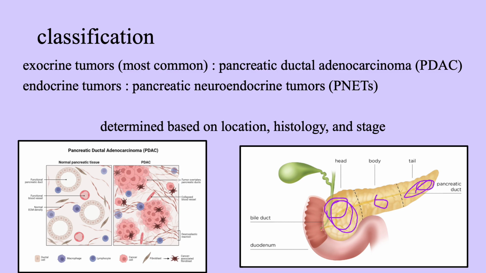And then for the stage, if it's localized, it'll just be confined to the pancreas. If it's a little bit more advanced, the cancer will invade nearby tissues or other systems. If it's metastatic, it can spread to the liver, lungs, lymph nodes, etc. Really anything that it can get its hands on.